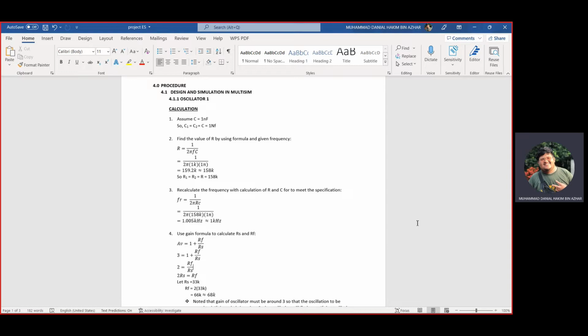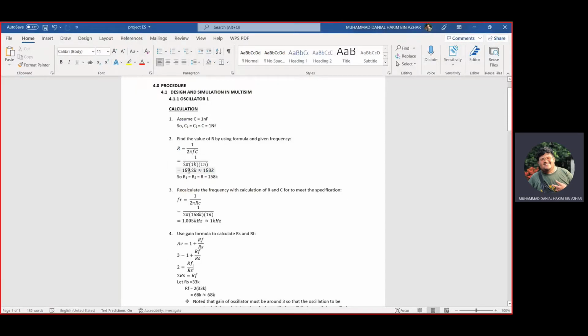Firstly, we have to do the calculation. For the calculation, I assume the C is 1 nano, so C1 and C2 are also 1 nano. Second, this is the formula to find the value of R: R equals 1 divided by 2 pi Fc, where the frequency is 1k and the C is 1 nano.